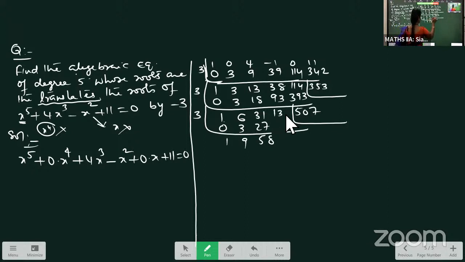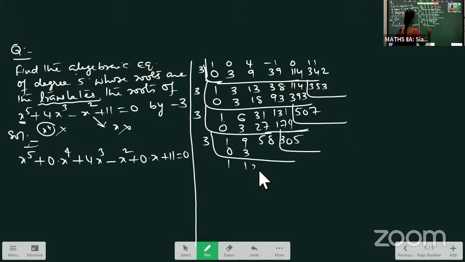Here 131, and this is 58, and this is 174, and this will become 305. Keep it aside. Again we go for the 3. 3, 0, 1, 1 into 3 is 3, that is 12. So this is 36, and 4, this is 94.